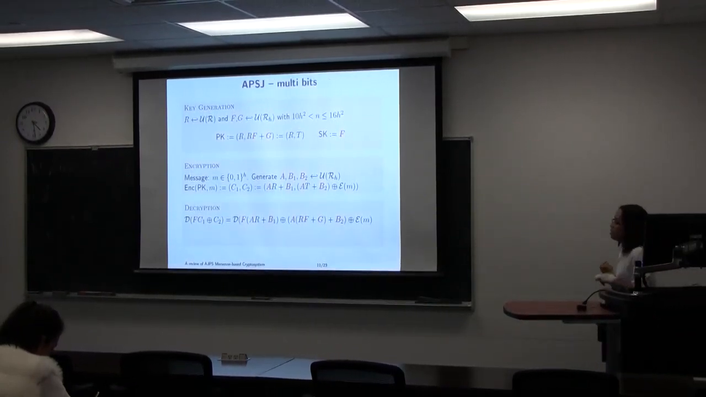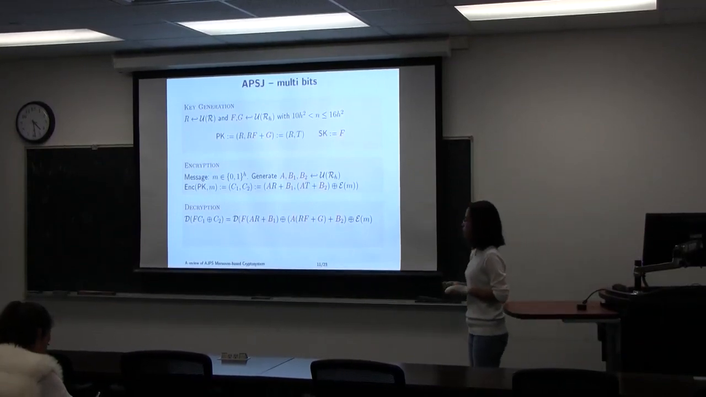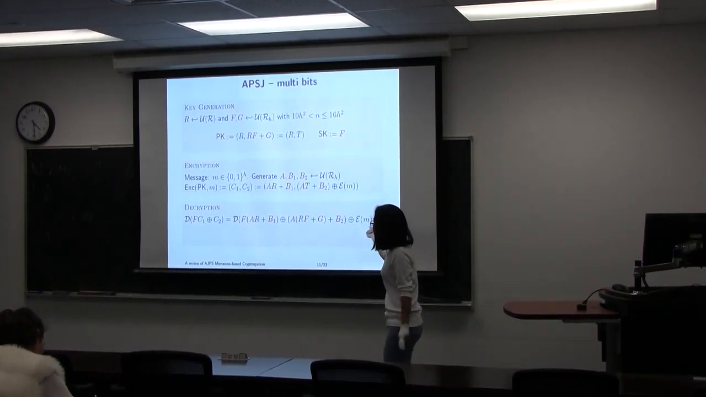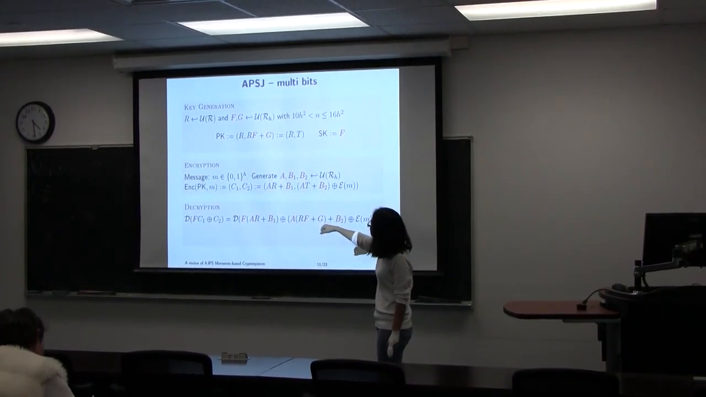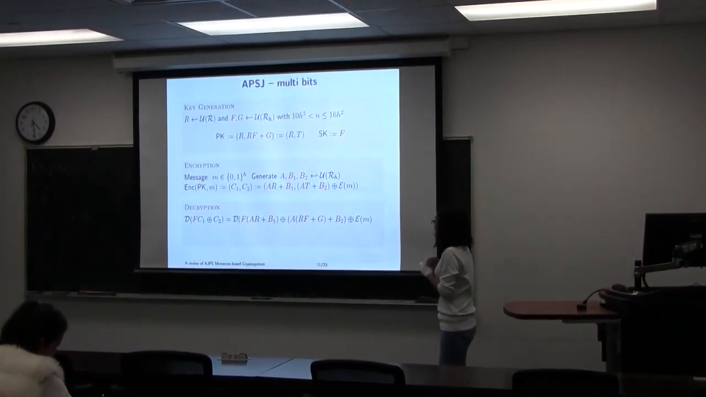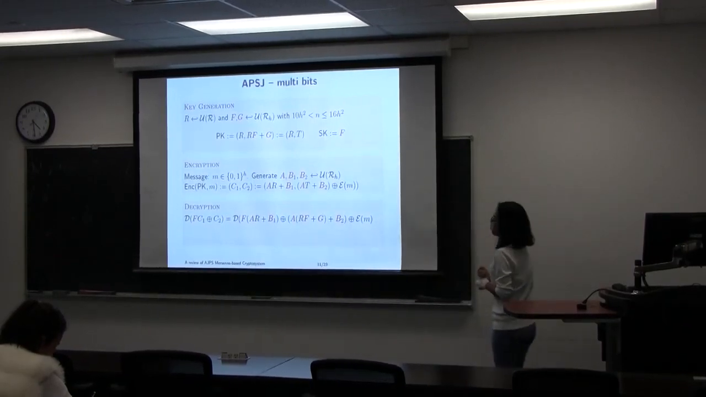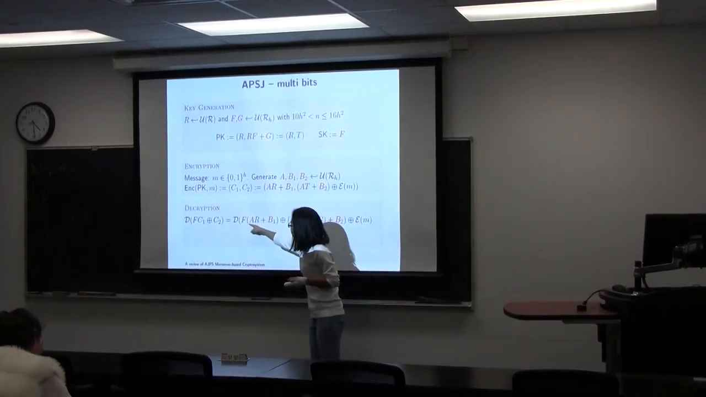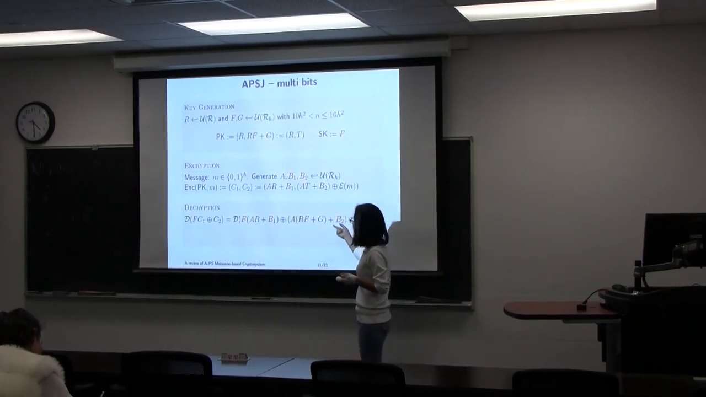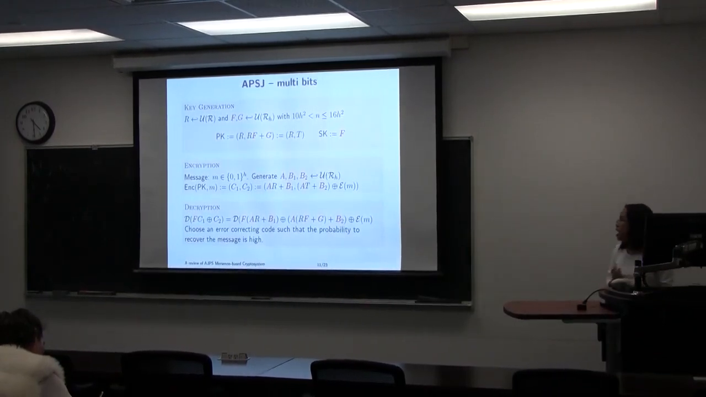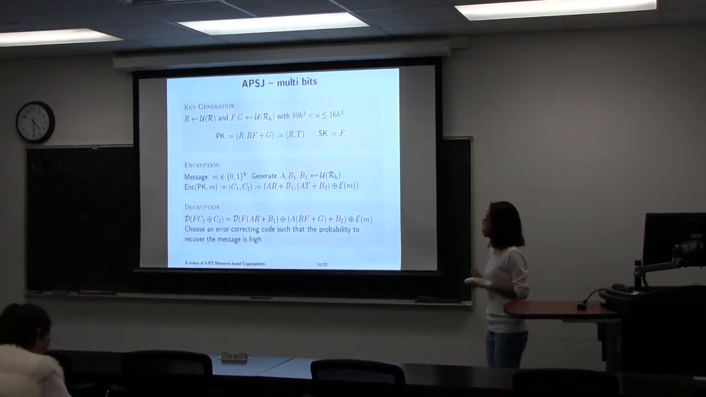For the decryption, they use the decoding algorithm. They compute F times C1 XORed with C2, and we replace C1 and C2, and then we obtain this one. So to obtain the original message M, we first need to notice that this product is of low Hamming weight, and this is also of low Hamming weight, so we can consider it as errors. Our problem is that we need to choose an error correcting code so that the probability to recover the message is high.